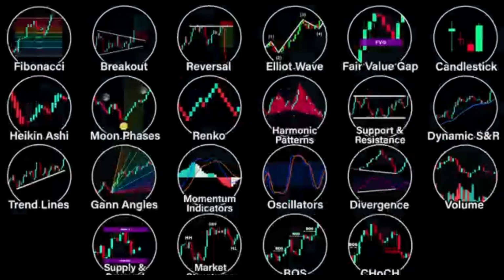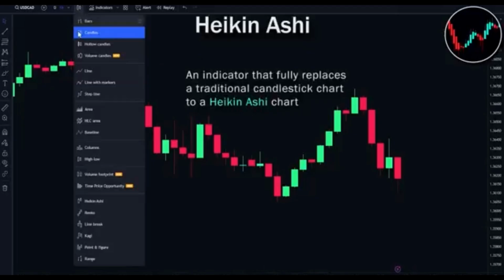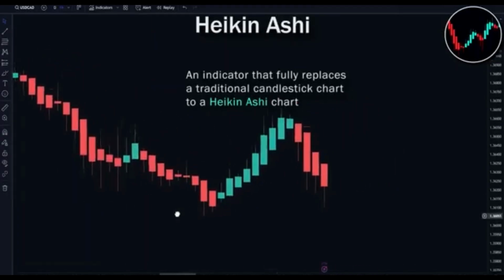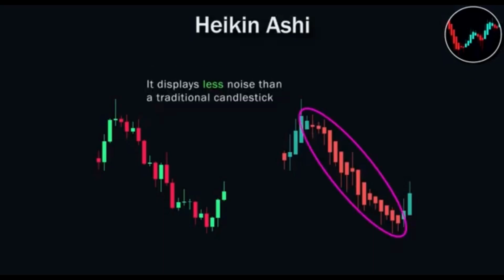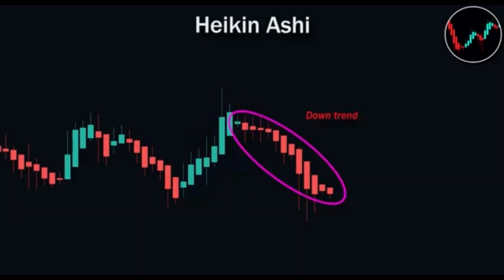Heikin-Ashi. It is an indicator that fully replaces a traditional candlestick chart with a Heikin-Ashi chart. When applied, it tends to give less noise than a traditional candlestick. A green Heikin-Ashi candle signals that the price is on an uptrend, and a red Heikin-Ashi candle signals that the price is on a downtrend.